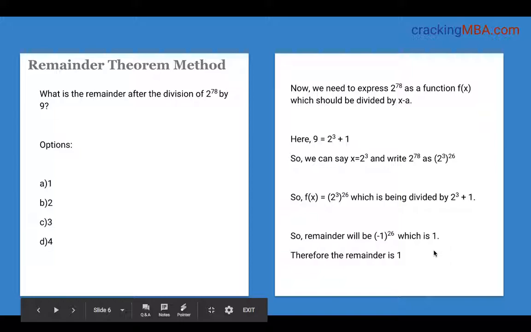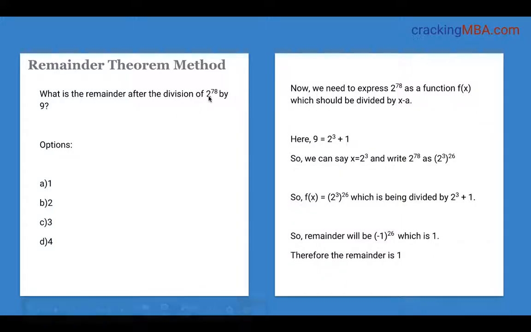So this is how we rewrite the question or the number in the form of f of x, which is 2 power 3 to the power of 26, and also the divisor in the form of x minus a, which is 2 power 3 plus 1.